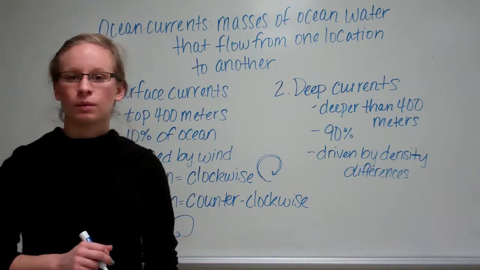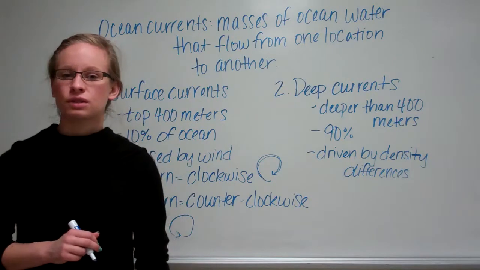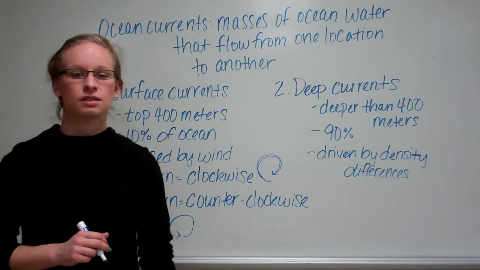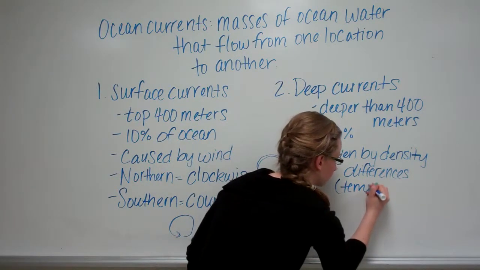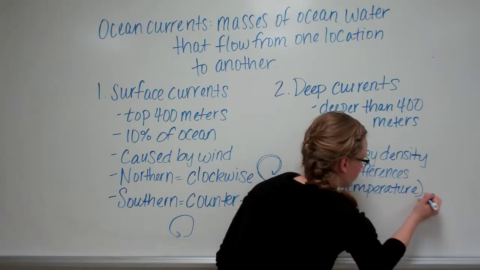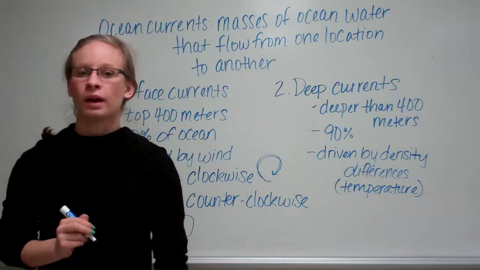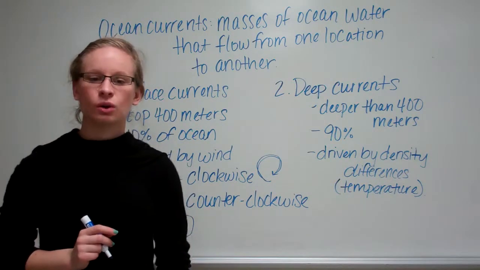The water that is going to be the warmest is going to be the water that is closest to the equator, that is receiving the most direct sunlight. So let's write temperature in parentheses. Okay, so our water is going to be flowing away from the equator if it is a warm current, and toward the equator if it is a cold current.